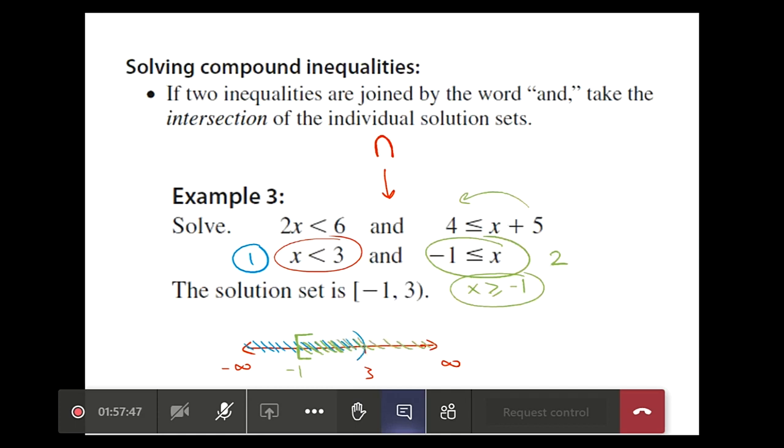What's the region of intersection? The region of intersection, we have two colors, green and blue. This is the region of the intersection. So we have closed from 1 and open from 3. Okay, this is the solution.